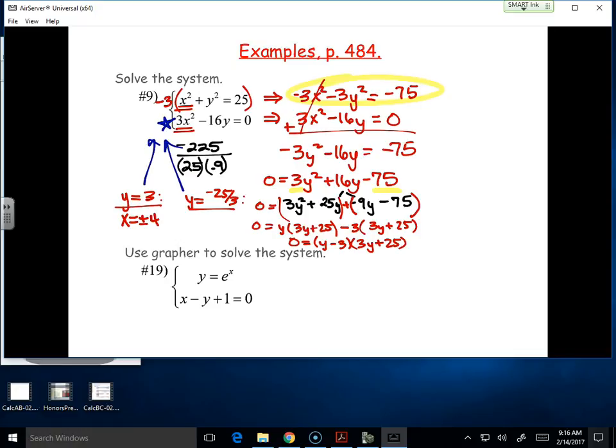16 times 25 thirds. 16 quarters. That'd be 400, right? 400 over 3. Positive, negative 400 over 3. Negative 400 over 9.